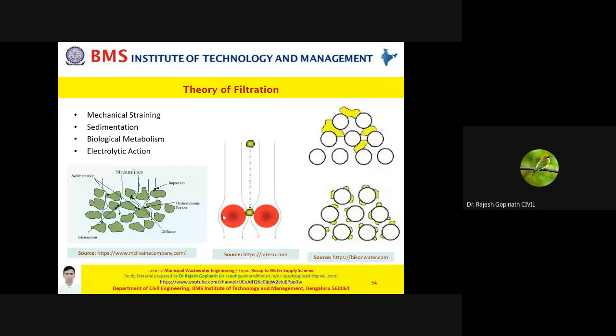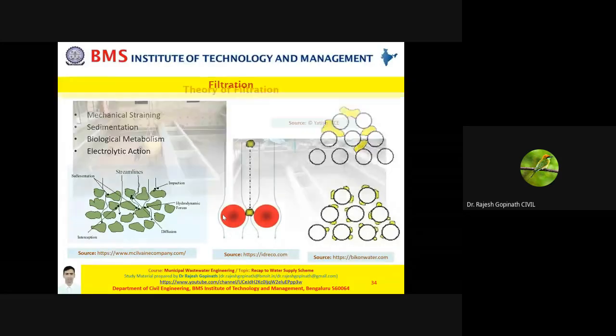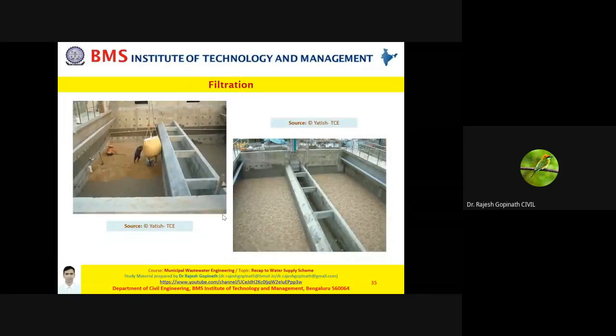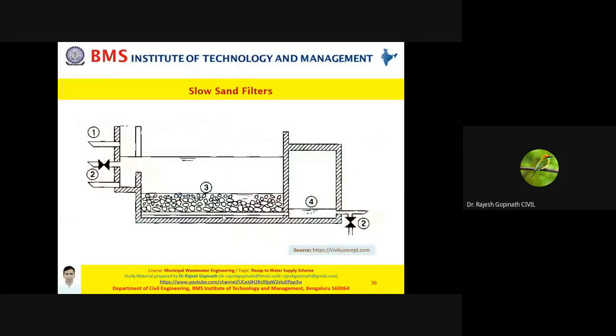Now, as you have learned in the last semester, the action of filtration can be due to four possible means: mechanical straining, sedimentation, biological metabolism, or electrolytic action. I'll not be delving into this deeper because you have learned this, but the images that you see on the screen should help you relate to those four techniques. You also learned that when it comes to filtration, there are different types: rapid sand filters, slow sand filters, and pressure filters. So now you're looking at slow sand filters.